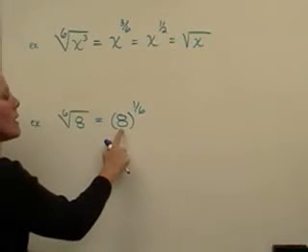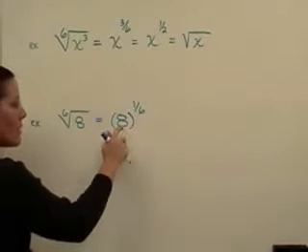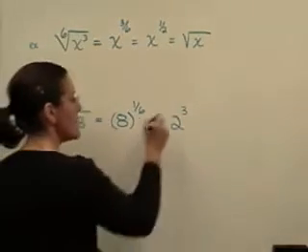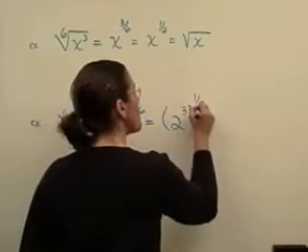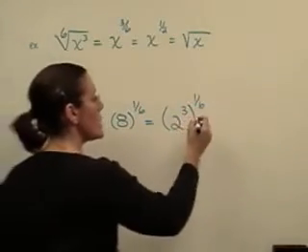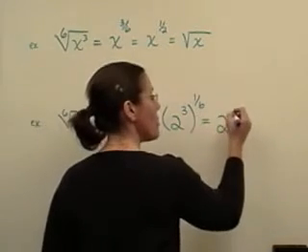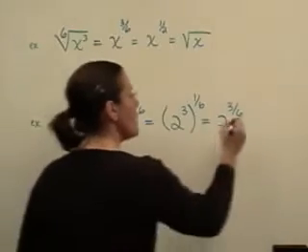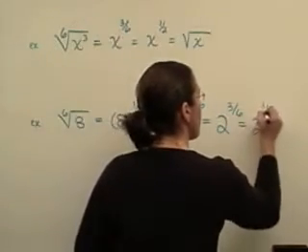And the only way I can think is possibly I could take this base of 8 and write it as 2 to the 3rd power. That is equal to 8. And raise this whole expression to the 1/6 power. And now what happens? When raising a power to a power, I get to multiply those exponents. So 3 times 1/6 is 3/6, which is 1/2.